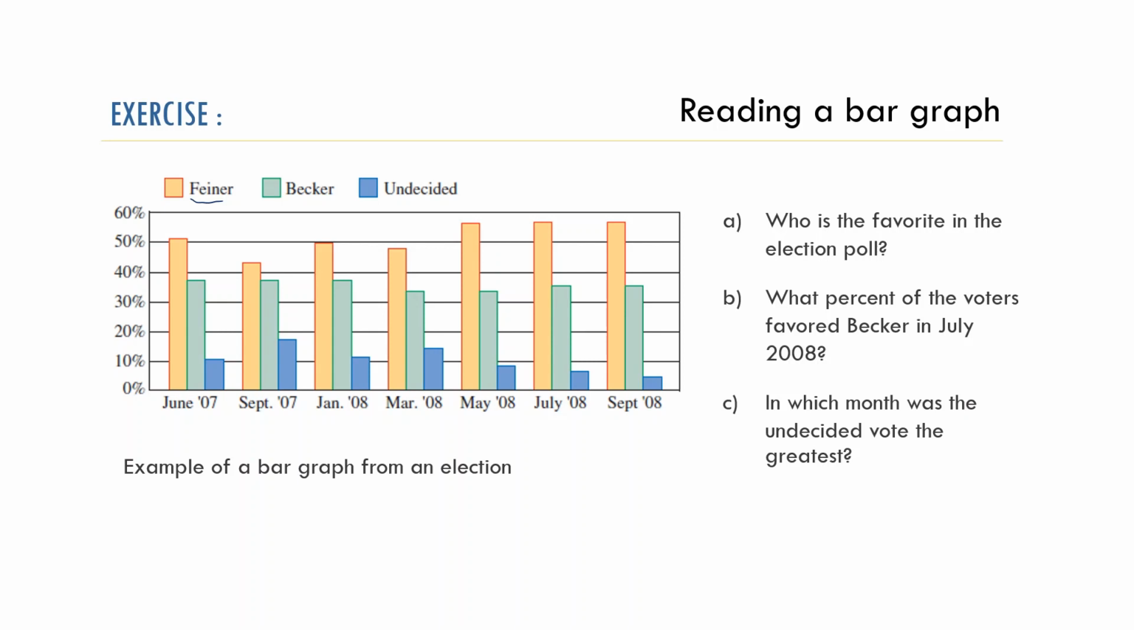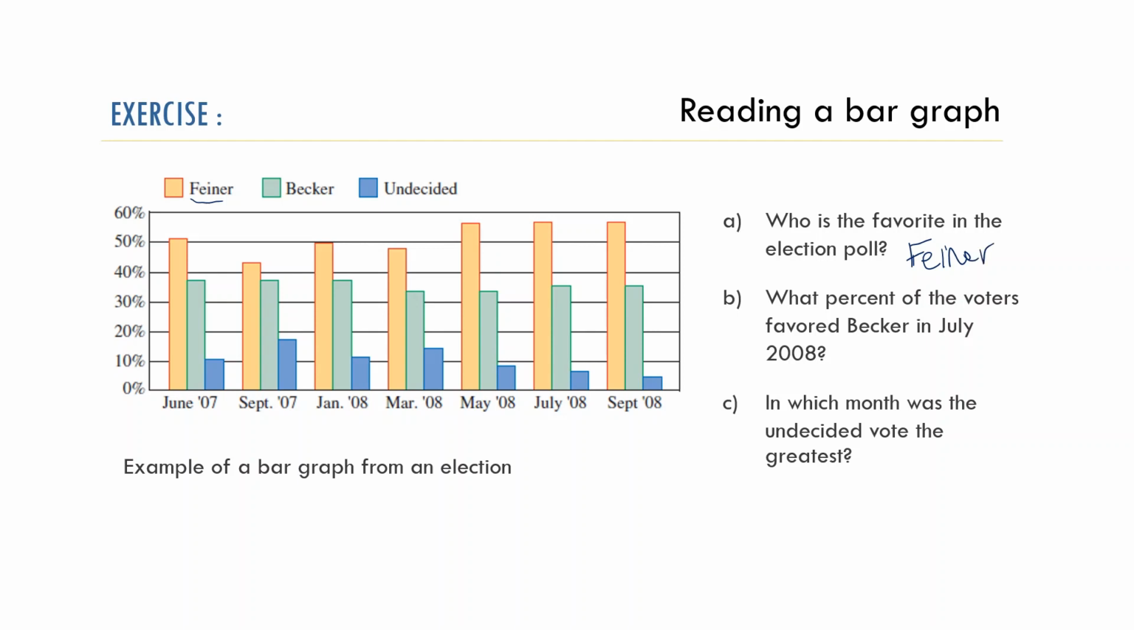From this graph, we can answer these questions. Who is the favorite in the election poll? Okay, so as you can see here, the favorite is the high one. Looks like the yellow one has a higher number than the green one and also the blue one. And the yellow one is Finners. So the favorite is Finners.